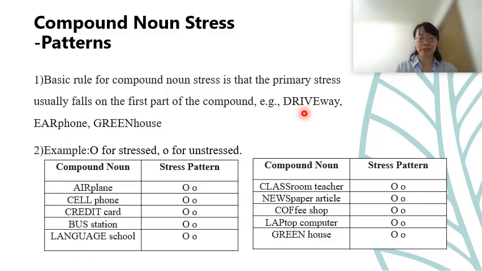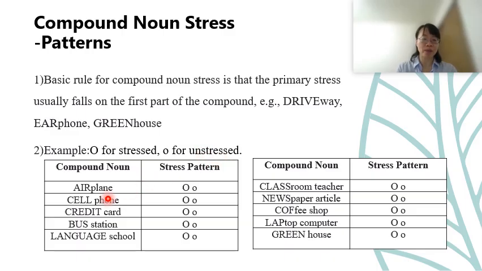So in the next few examples, please repeat after me so you get the stress of the compound nouns. Okay? So driveway, earphone, greenhouse. And we're also using the capital O for stressed and lowercase o for unstressed.